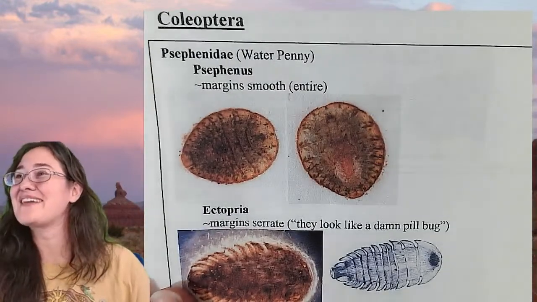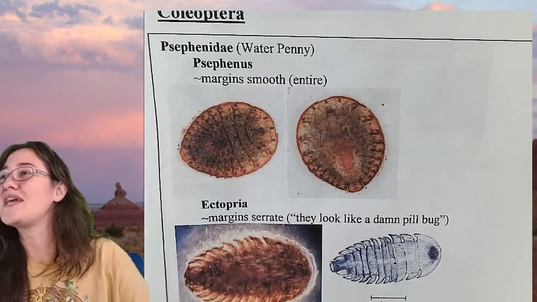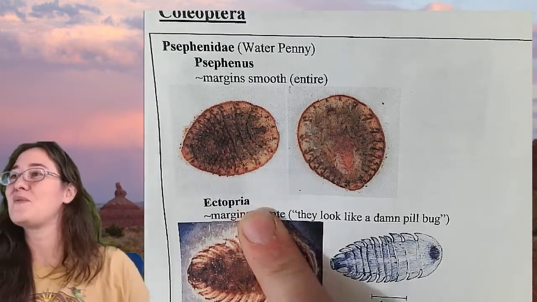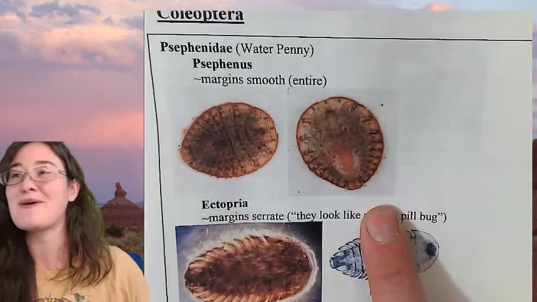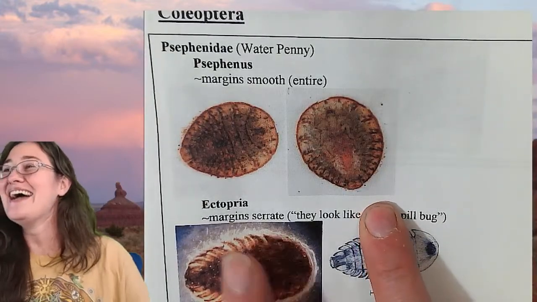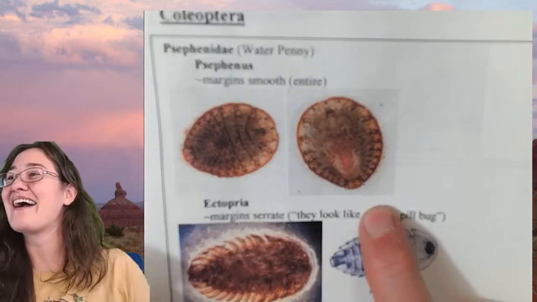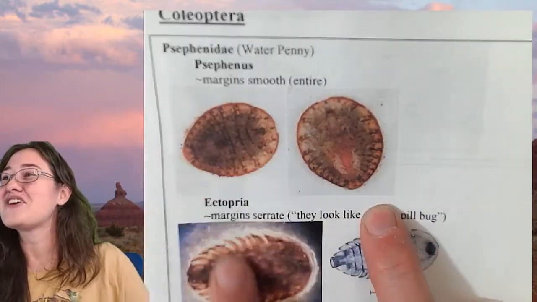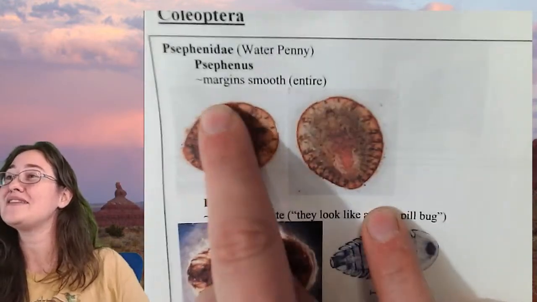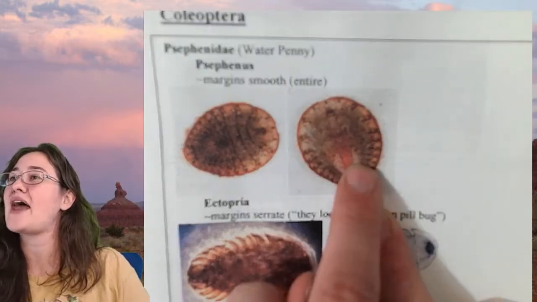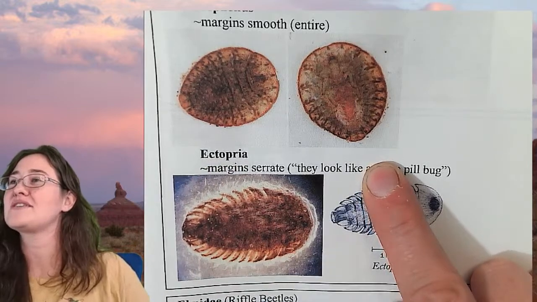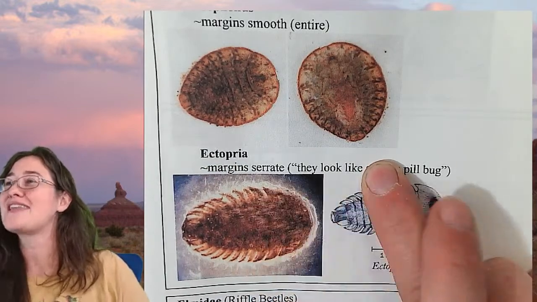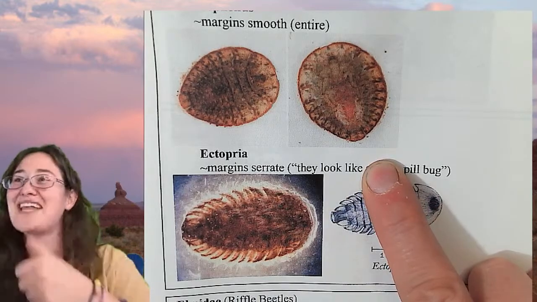Oh, good! Yay, perfect! That's what I like to hear. So we did these recently. We did water pennies. Admittedly, there are two different genera, and we did the Cephenis because it had an entire margin, whereas the Ectopria, the other genus, has a serrate margin, and they look like a pill bug. That's what that says.